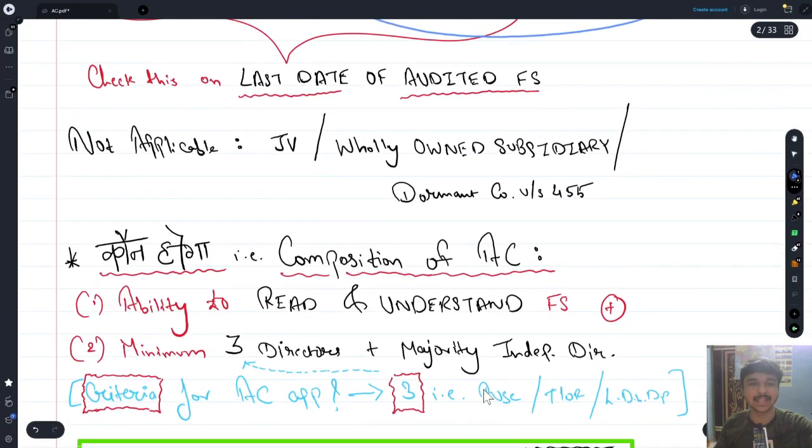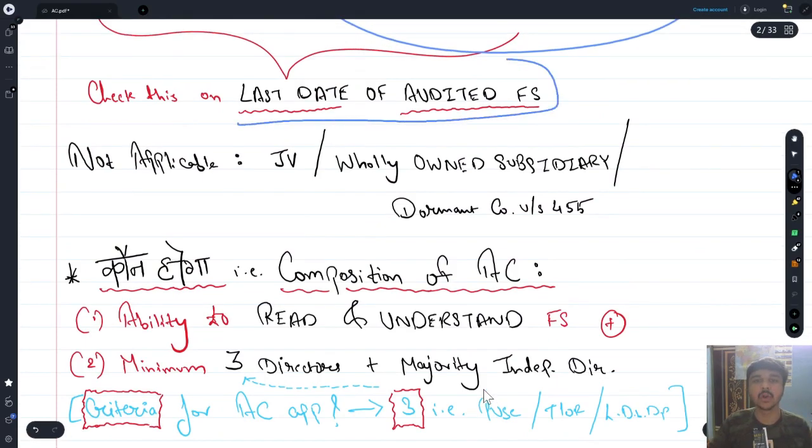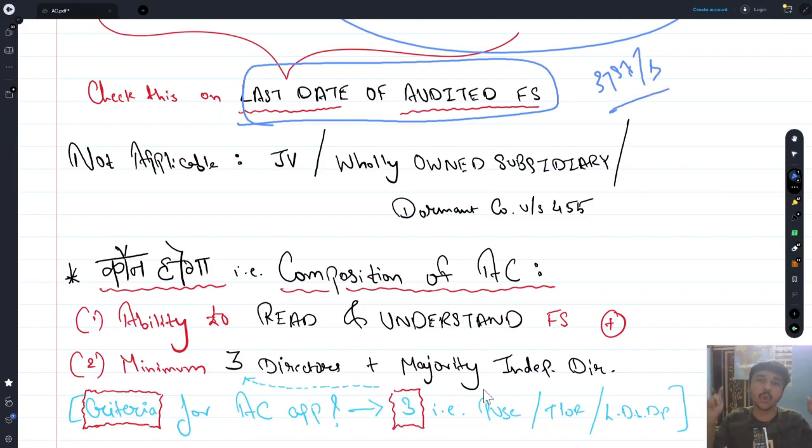So Companies Act states that it should be checked on the last date of the audited financial statement, that is 31st of March, right? So on that date we had 95 crore, so no audit committee. This is clear, guys. This is very easy, very basic foundation of the first part of audit committee, right?